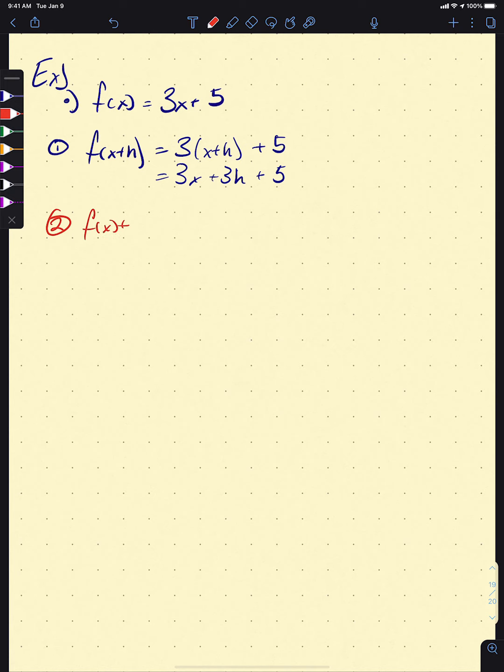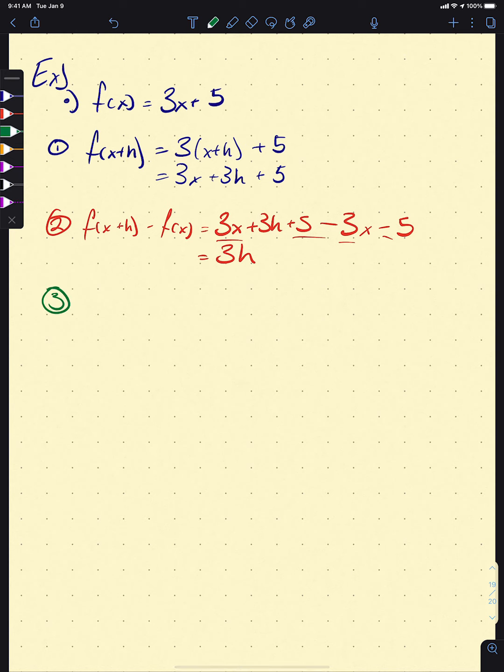Second, we're going to go f of x plus h minus f of x. We already have an expression for f of x plus h, so we can copy it down, 3x plus 3h plus 5, minus our f of x, so 3x, and then this is the thing to pay attention to. We have minus 5 here, right, because we're subtracting this whole thing, and we get some nice cancellation, right? Looks like our 3x's are going to cancel and our 5's are going to cancel. So we're going to have 3h, okay? Third, we're going to divide by h, so 3h over h, right?